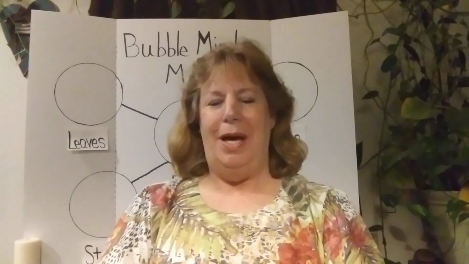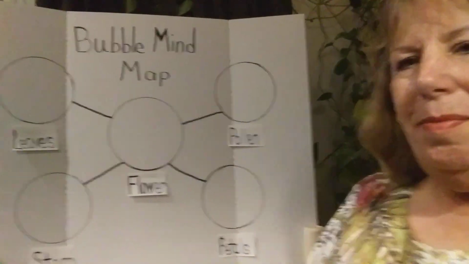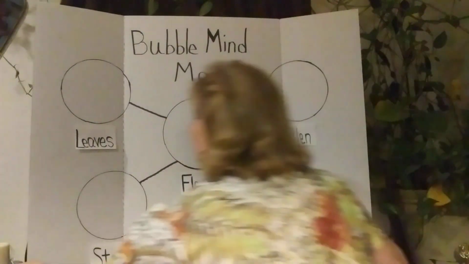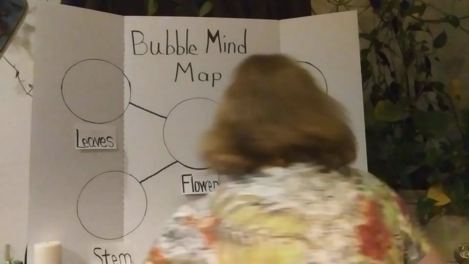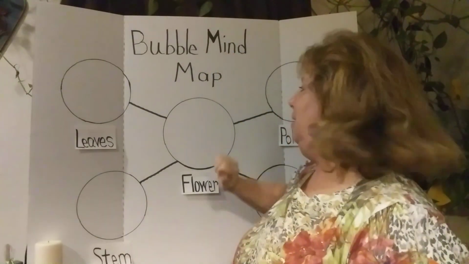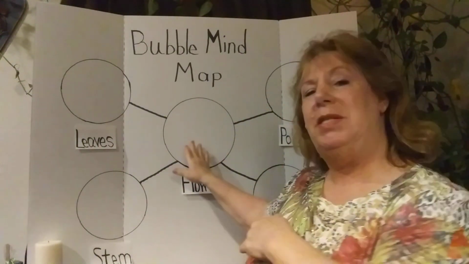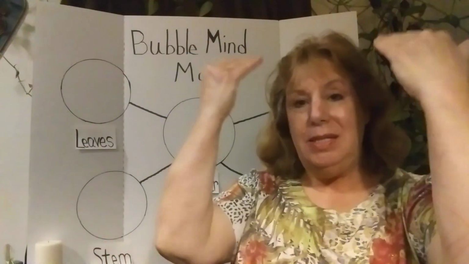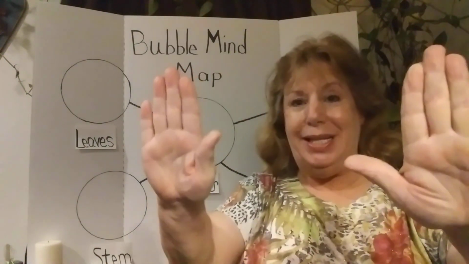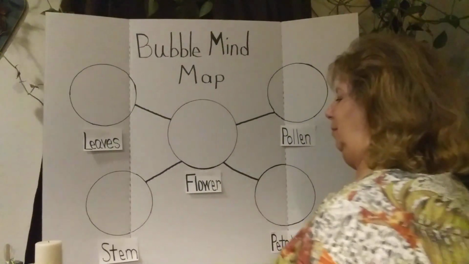So we've been learning about plants. So we're going to look right over here today. All right? And Miss Nikki is going to move this up just a little bit more so that you can all see. And up here is our bubble mind map. This also helps our brain. It helps put information, or what we're learning, into a special place. And then when we need to remember or recall it, it comes out quickly. So this is our bubble mind map, and we've been doing them all year long. So here we go.